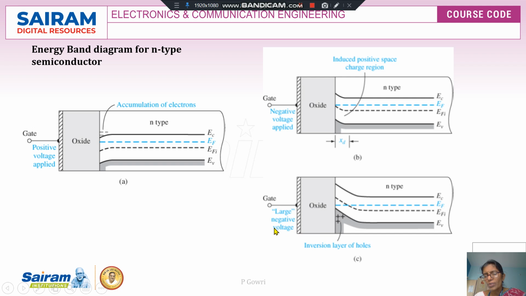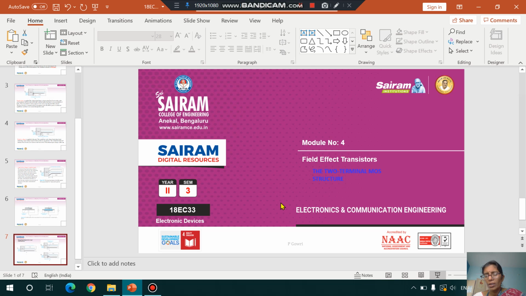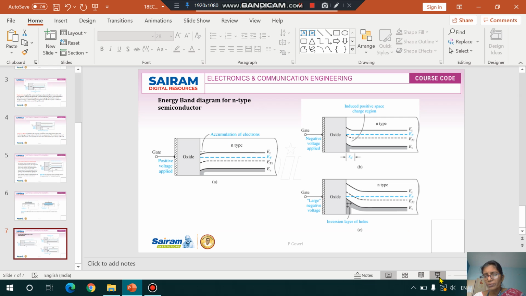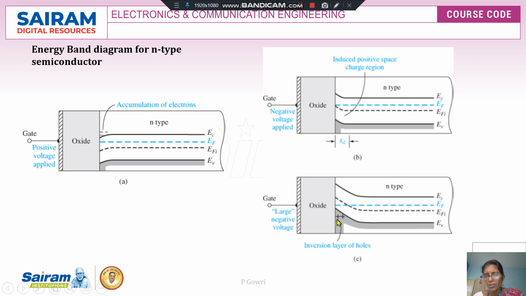So, introducing a large positive voltage at the gate will still increase the bending of the energy band, and because of that, we can see that the valence band will be close to the Fermi level, and hence we can say that this region, which is near the interface of the oxide and semiconductor, will be converted to a positively charged hole accumulation, or I can say that in the n-type region we have formed a layer of holes, which is called an inversion layer.